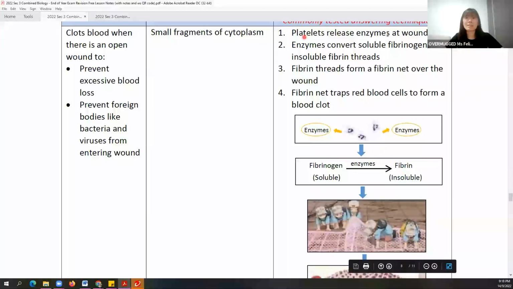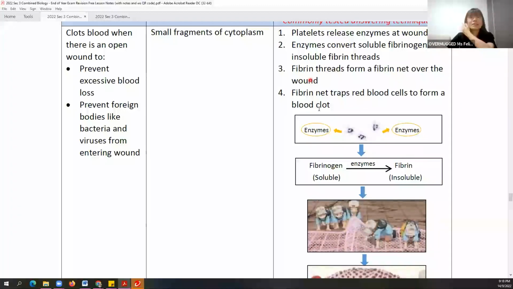So the first box is the first part. First you must tell me that platelets, so these are platelets, release enzyme. Then the enzyme will do this conversion. They will convert the soluble fibrinogen to become fibrin. Fibrin, you just imagine it to be the threads. If it's a thread, it can crisscross your wound, then at least it can trap your blood from flowing out.